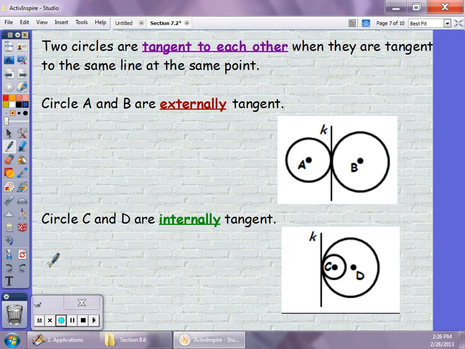In the second example, we have circle C and circle D, which are internally tangent. So what that means is they are tangent to line K, and circle C is also contained in circle D. So that's why we say that circle C and circle D are internally tangent to each other.